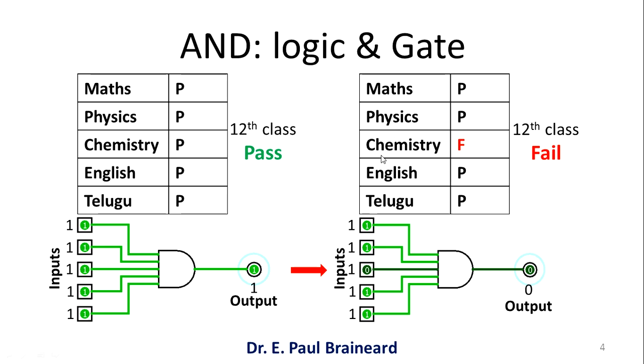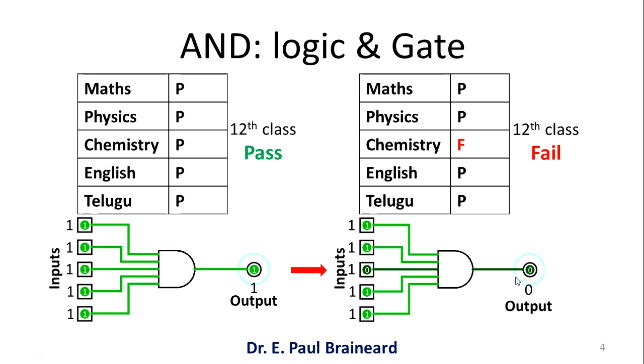If all the inputs are at logic high, then the output is high, else the output is low. The figure shows an AND gate with 5 inputs and 1 output. In the first figure, all subjects are passed, which are represented by logic high, therefore the output is logic high. In the second figure, even though the student has failed in only one subject, which is represented by logic low, the output is low.